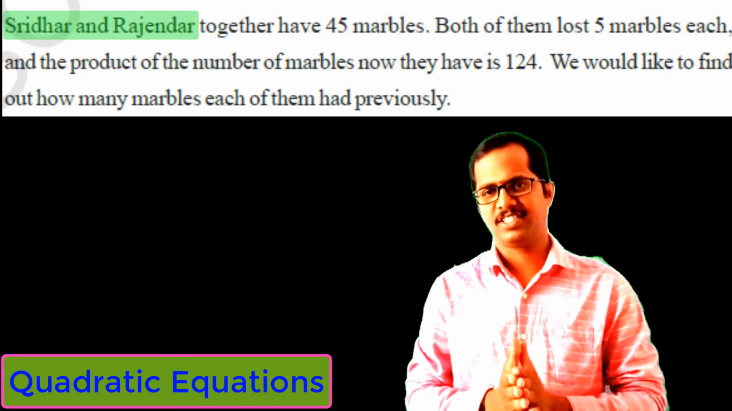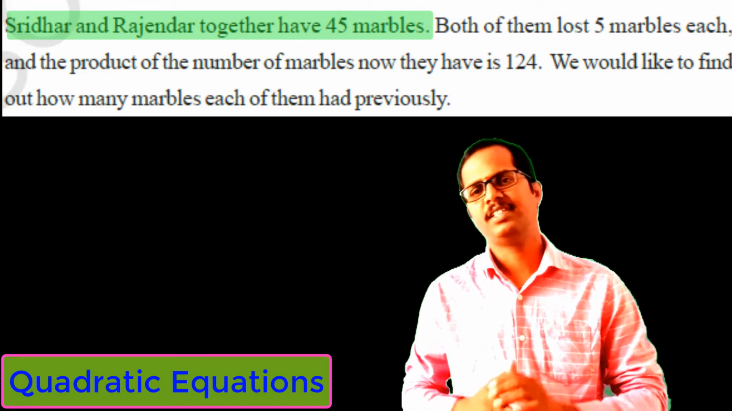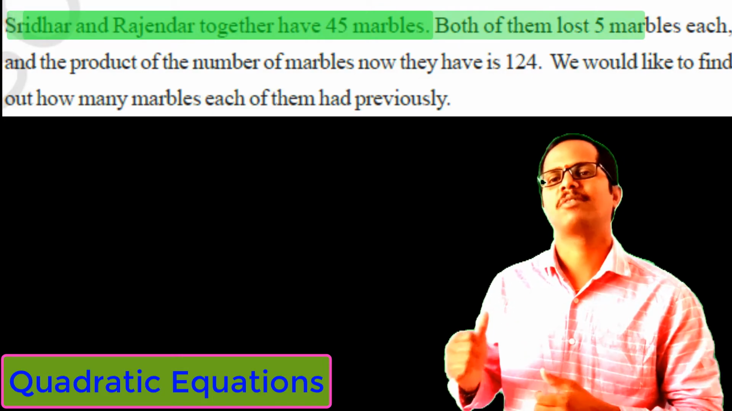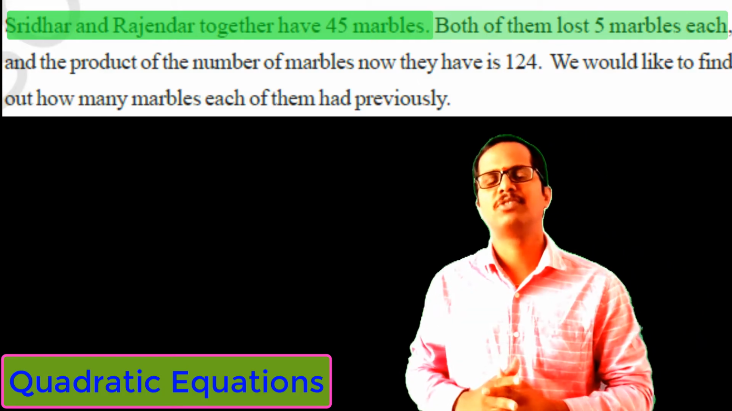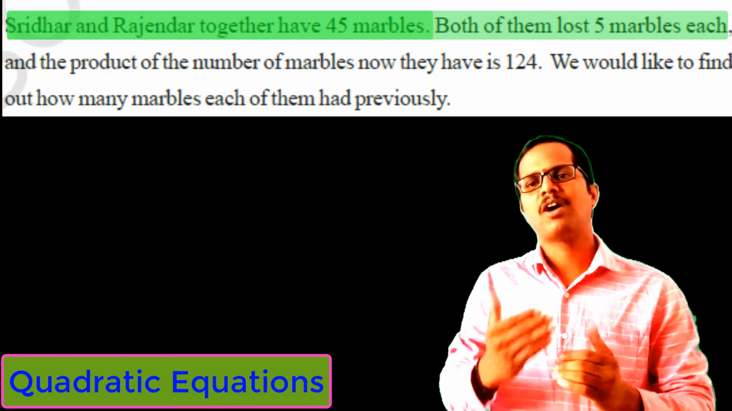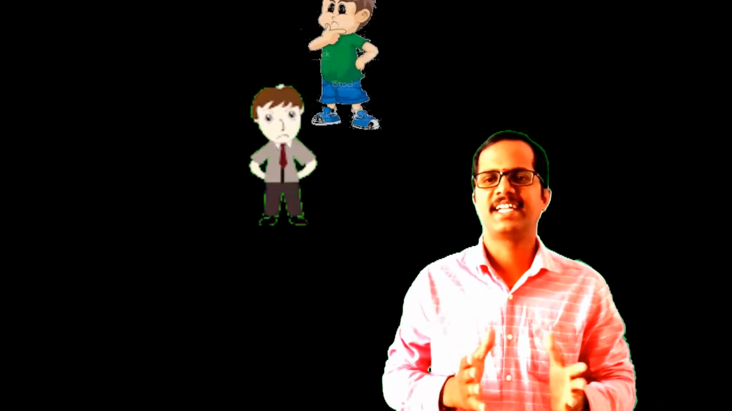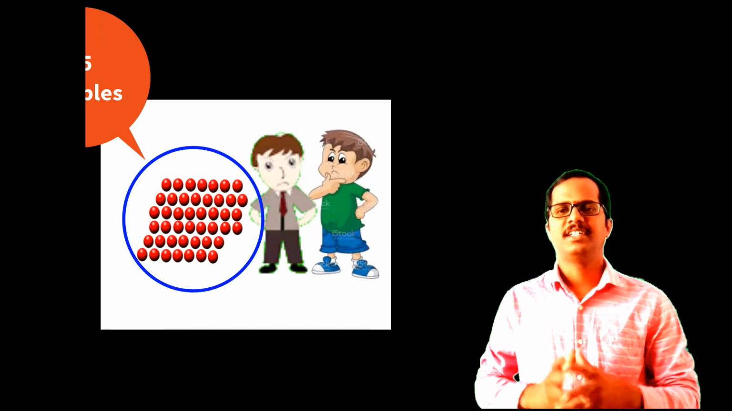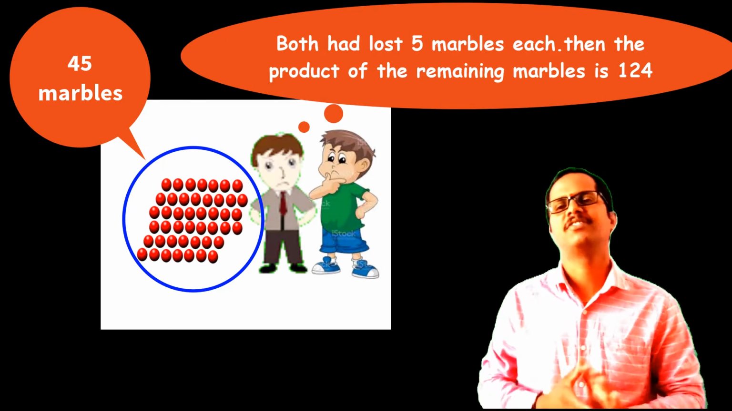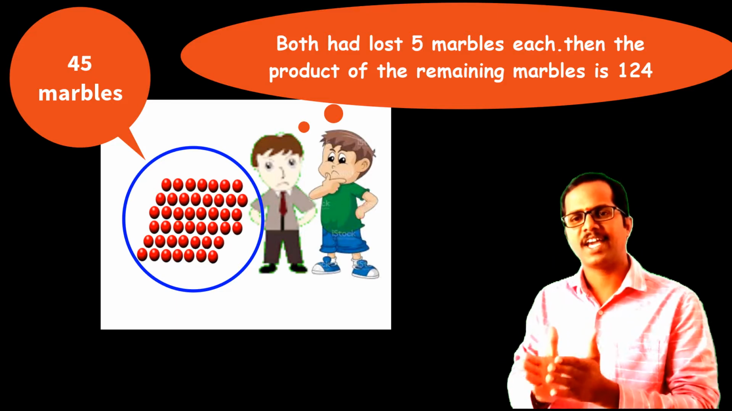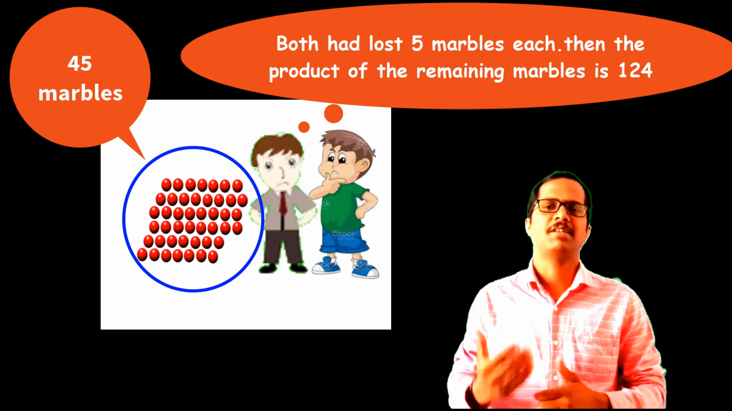Here in this situation, Sridhar and Rajendra together have 45 marbles, and then each of them lost 5 marbles. Now after losing the 5 marbles, the product of the remaining marbles that they had is 124. So at first, Sridhar and Rajendra together have 45 marbles, and after losing 5 marbles each, the product of the remaining marbles is 124. These are the two clues that we have in this problem. Using these two, we need to express this situation mathematically.